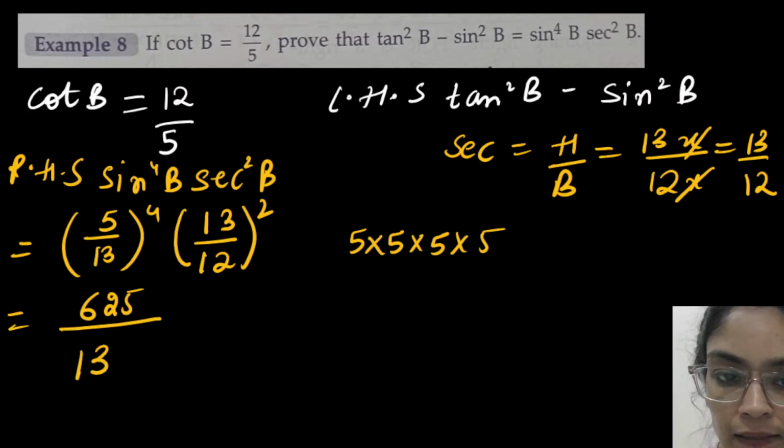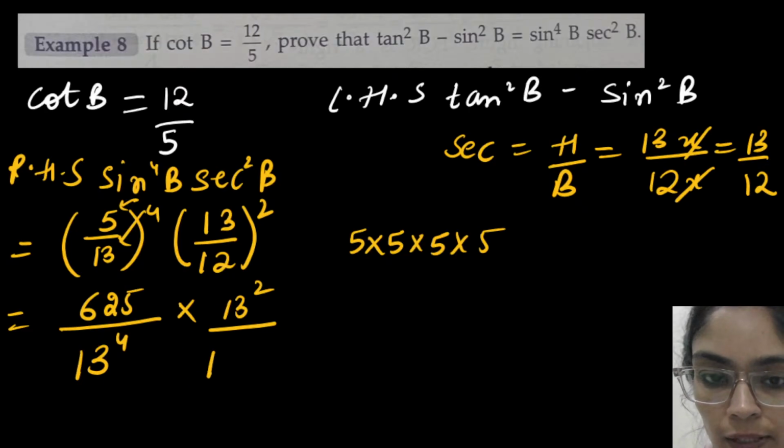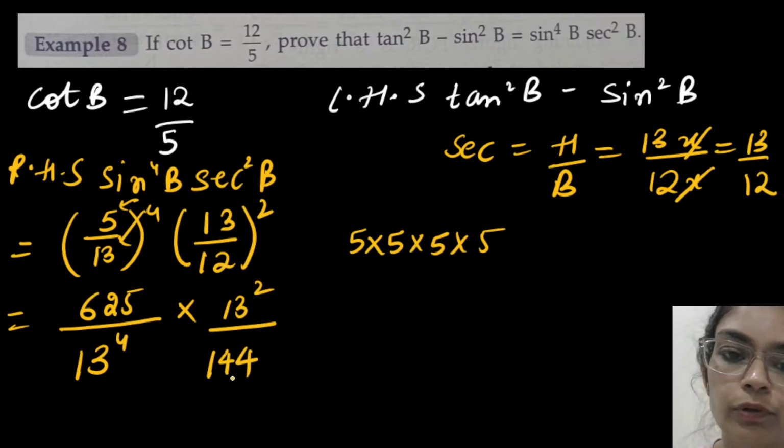See, here I am getting 13 to the power 4. This 4 will get distributed with all. Here I have 13 square and 12 square. So 13 square is what? I'll not do calculation here because I can do cancellation. 12 square I am writing here as 144.